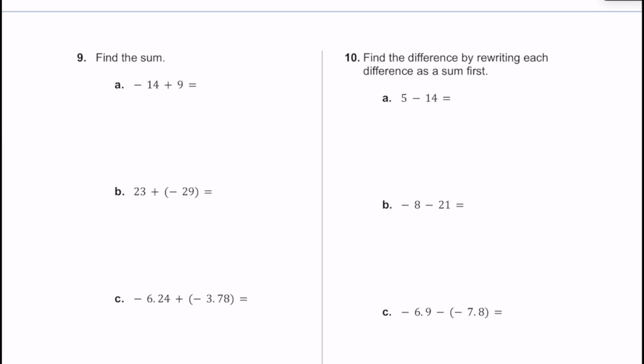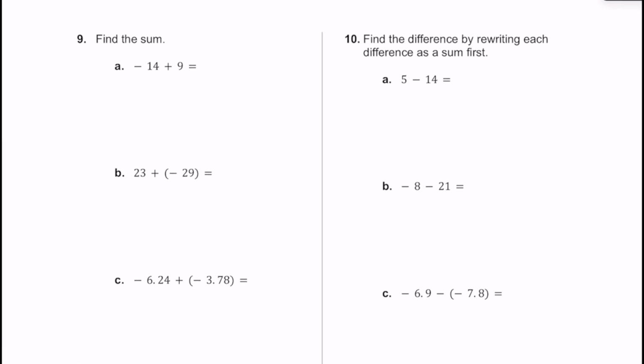So let's go ahead and switch gears a little bit and take a look at some operations with rational numbers. For number 9, let's find the sum. If we see this word sum here, that means we're going to be adding. So we have negative 14 plus 9. For A, they are different signs here, so we're going to subtract their absolute values. That's going to be 5. And we're going to take the sign of the number with the greater absolute value.